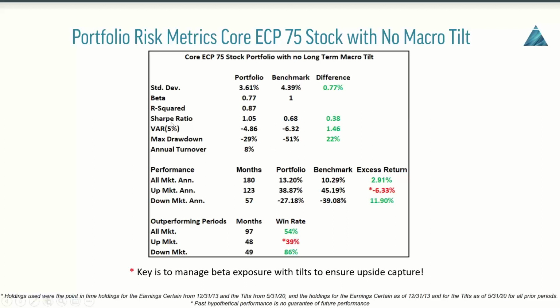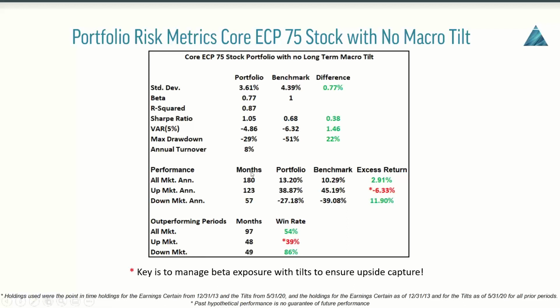And we can actually measure the risk in terms of return per unit of risk by looking at the Sharpe ratio. And you can see that the Sharpe ratio per unit of risk adds about a 38 basis point difference. So 1.05 versus a 0.68. That is absolutely tremendous. That is a huge improvement, roughly about a 33% improvement. You can see the value at risk is actually much less as well. Maximum drawdown is lower by 22%. Annual turnover is only 8%.